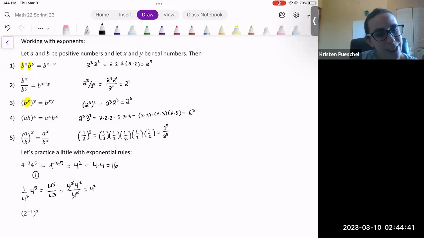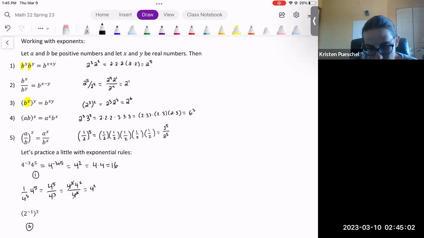Okay, let's try out number 2. So here we have 2 to the negative 1 to the third power. If we take a look at this, here we have iterated exponents. So we're going to be using rule 3.